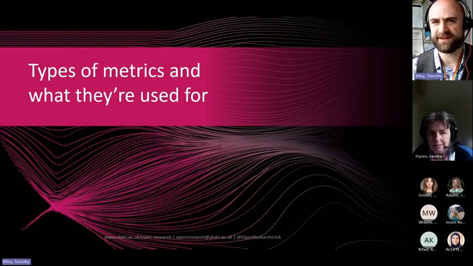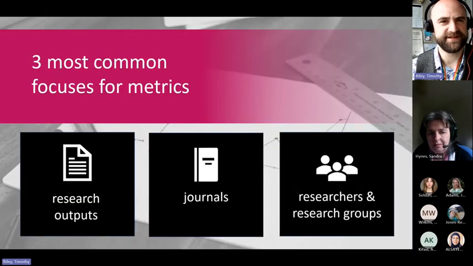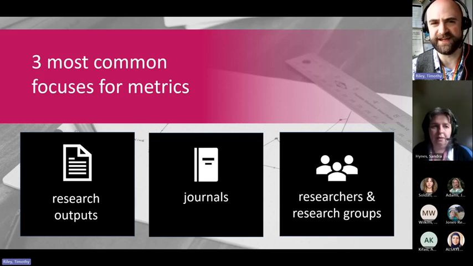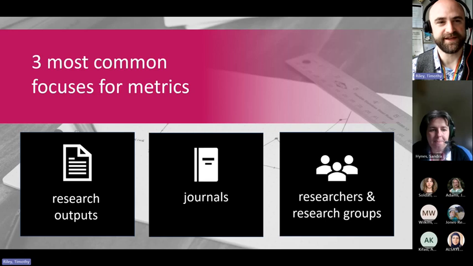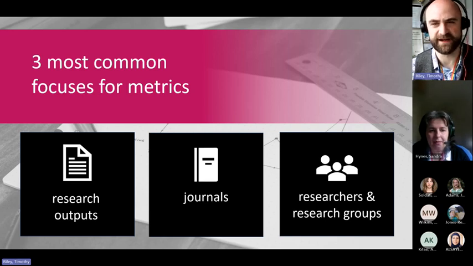So thinking about that, what are the different kinds of metrics and what are they used for? So research metrics have three main focuses typically, and we're going to look at each one of these in turn. So you get metrics which are designed to measure research outputs themselves, so individual outputs.